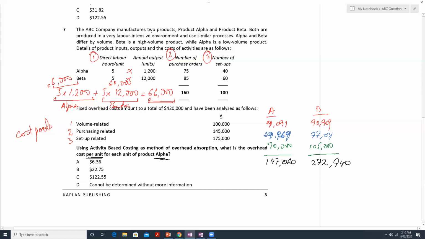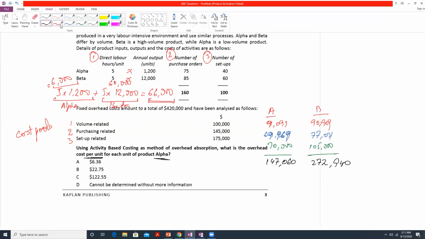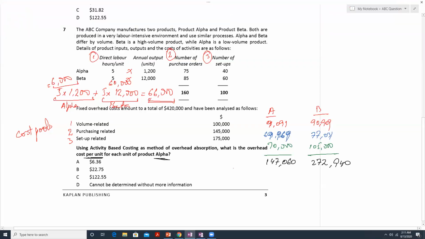Okay then. Now, as we have found out the total overhead cost for product alpha and also for product beta using the activity based costing technique, for per unit costs that is simple. We will simply divide it by the number of units of the product. And how many units are there for alpha? There are only 1200 units for alpha and there are 12,000 units for beta.